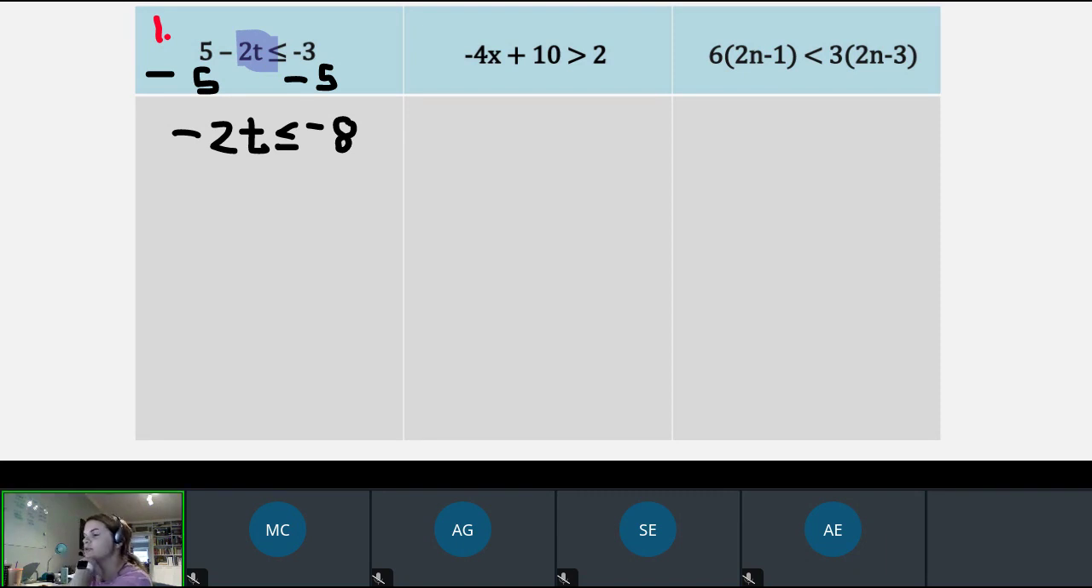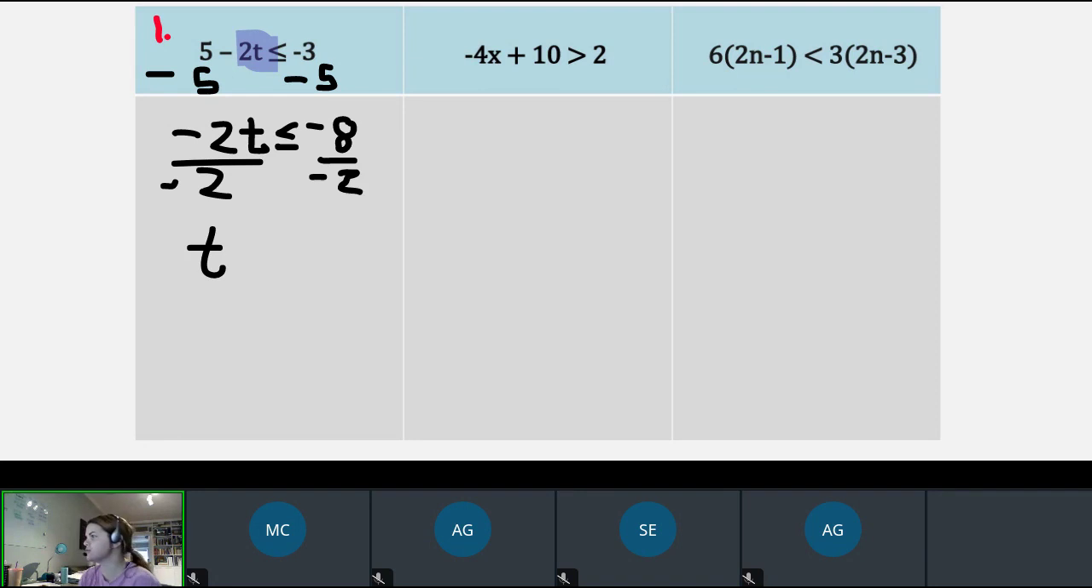Anybody? What should I do next? Okay, good. Exactly. I'm going to divide, and divide by what? Yeah, very good. Okay, so I'm going to divide everything by -2. So on the left-hand side, I'm going to get t.